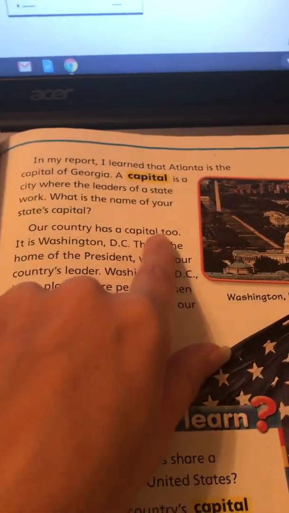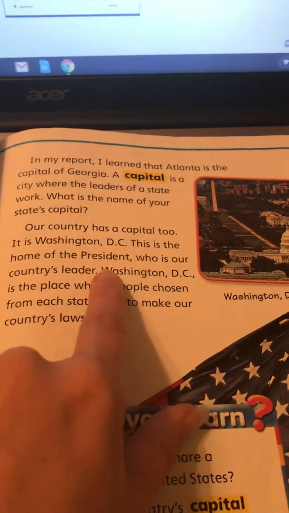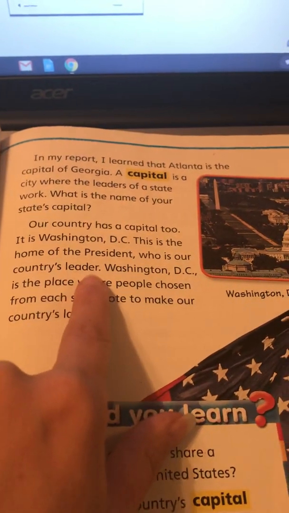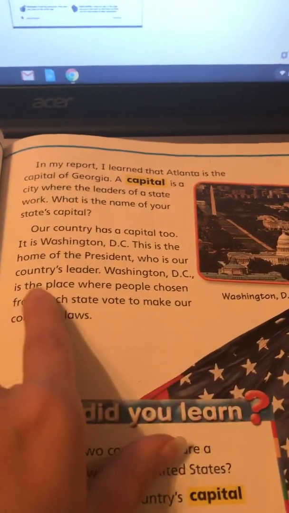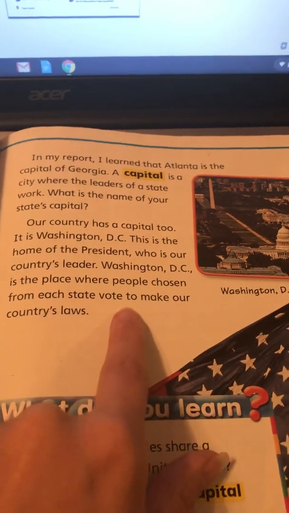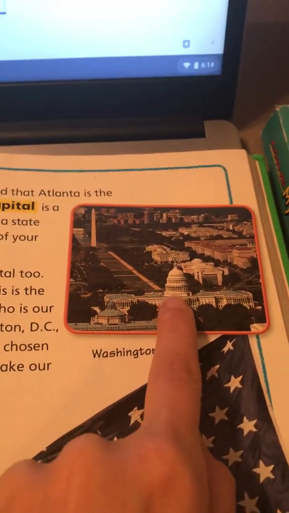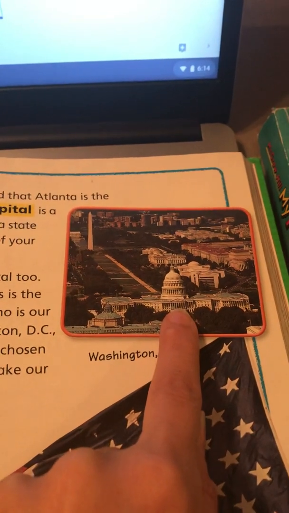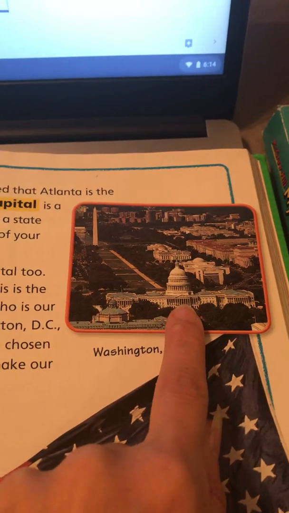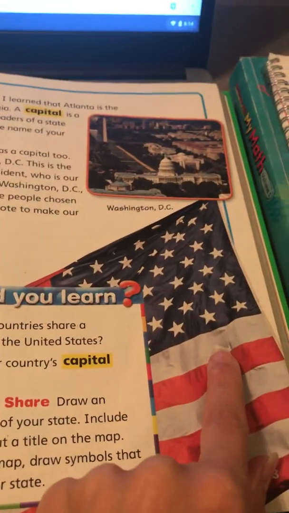Our country has a capital too. It is Washington, D.C. This is the home of the president, who is our country's leader. Washington, D.C. is the place where people chosen from each state vote to make our country's laws. So there's a picture of Washington, D.C. Do you know what that is? That's the Capitol building right there. That's where all the business is done. There's the American flag. Remember, Georgia had a flag. Missouri has a flag too.